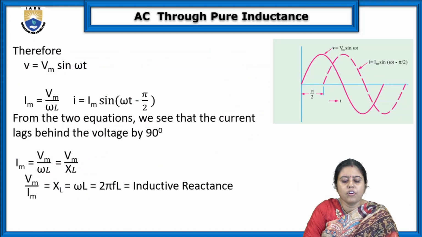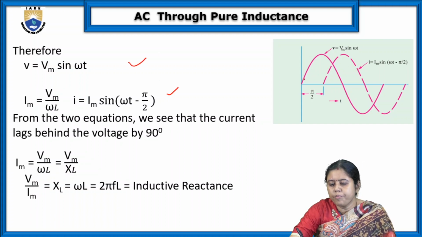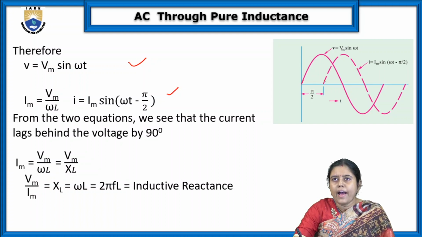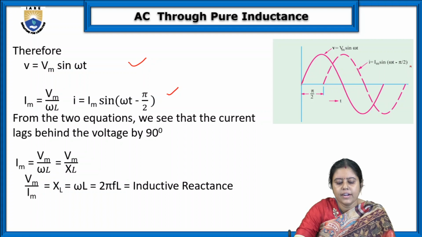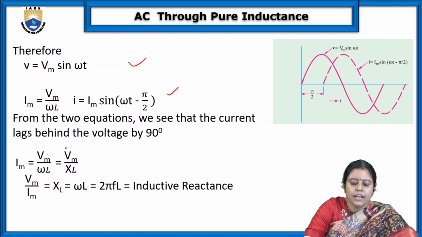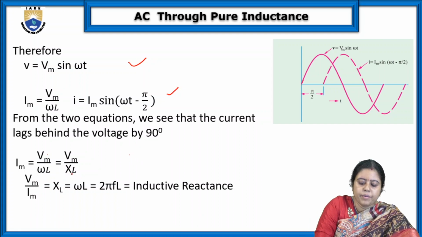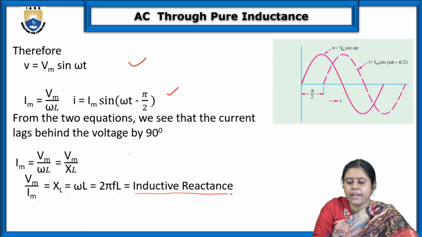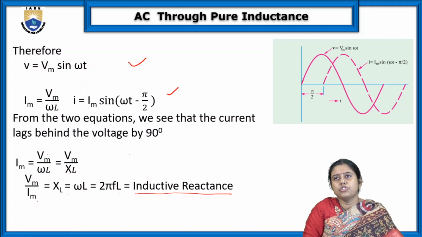So we got these two equations, and if we draw it, if this is Vm sin omega t, the current should lag by pi by 2 of the sin omega t. And we got Im equal to Vm by omega L. So from Ohm's law we can write Vm by Im is equal to XL, which is equal to omega L, which is equal to 2 pi f L, known as the inductive reactance.